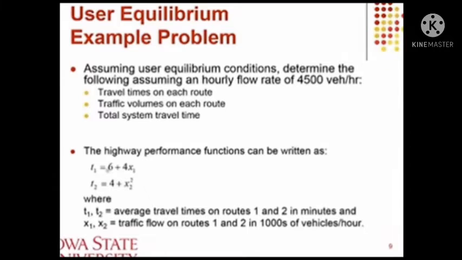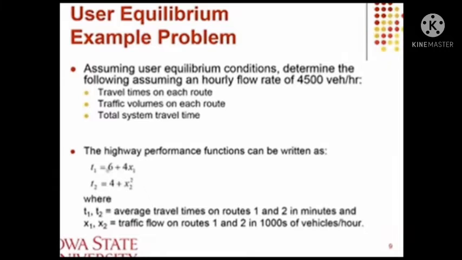User equilibrium example problem. Assuming user equilibrium condition, determine the following, assuming an hourly flow rate of 4,500 vehicles per hour. So, we have the travel times on each route, traffic volumes on each route, and total system travel time.